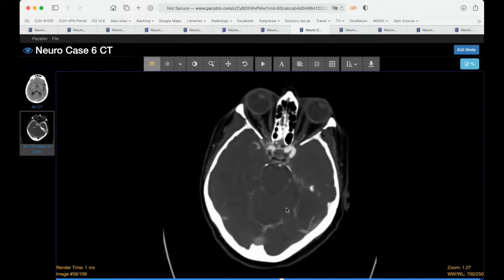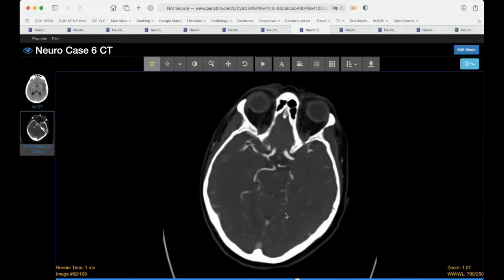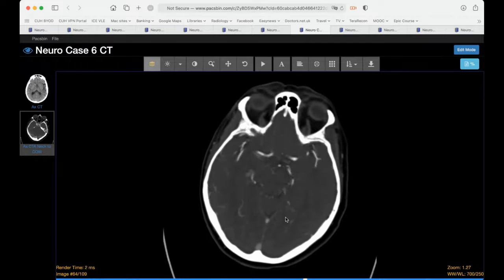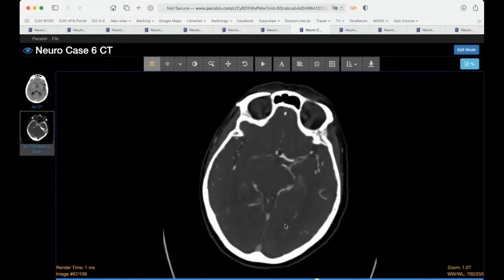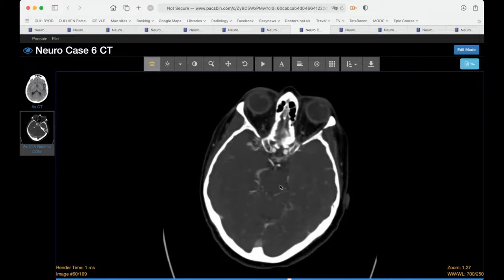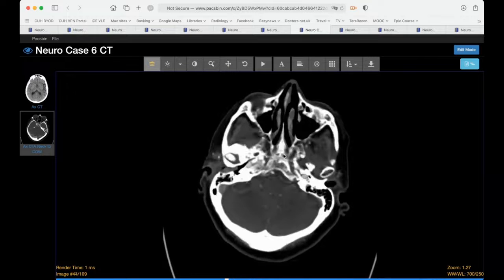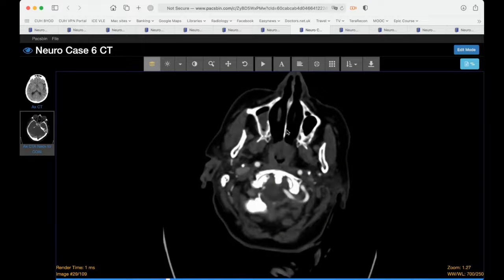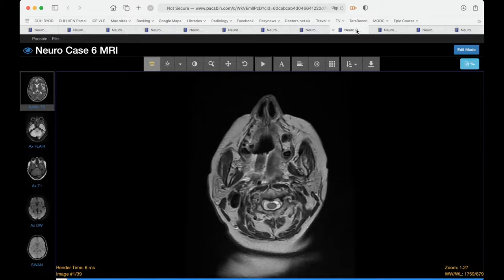So again, the carotids look reasonably normal. There's certainly no proximal intracranial artery occlusion. So these are the MCAs, ACAs, and you saw the basilar artery there. Okay, so case 6 also has an MRI attached as a separate study. So you have a look at that now.